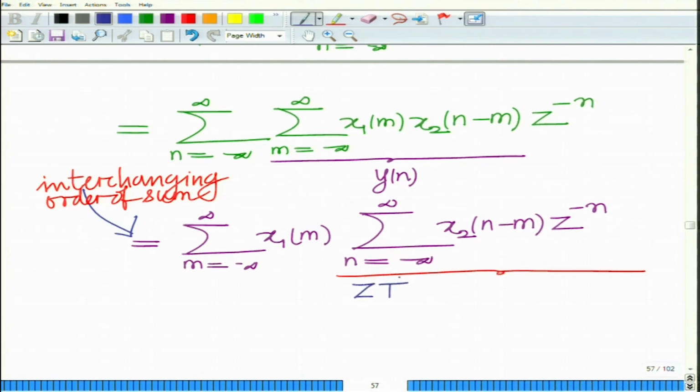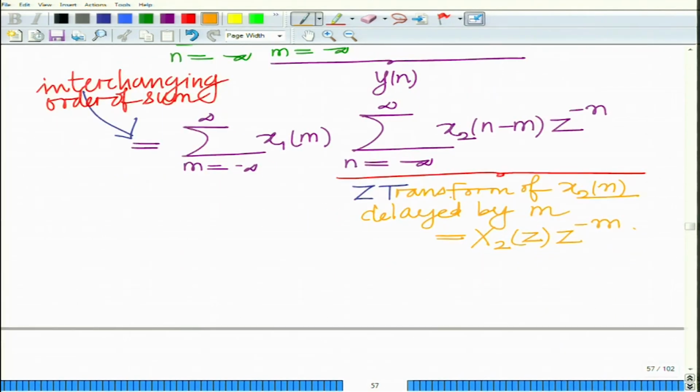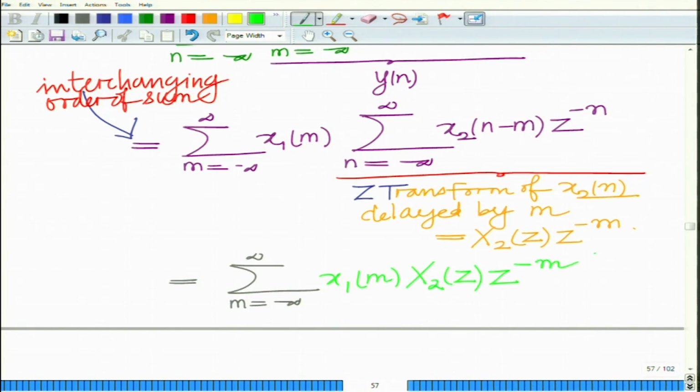So, this is the Z transform of x2 n delayed by m, and therefore, this is nothing but x2 z into z raised to minus m, and therefore, I can now write this as summation m equals minus infinity to infinity x1 m x2 z into z raised to minus m.